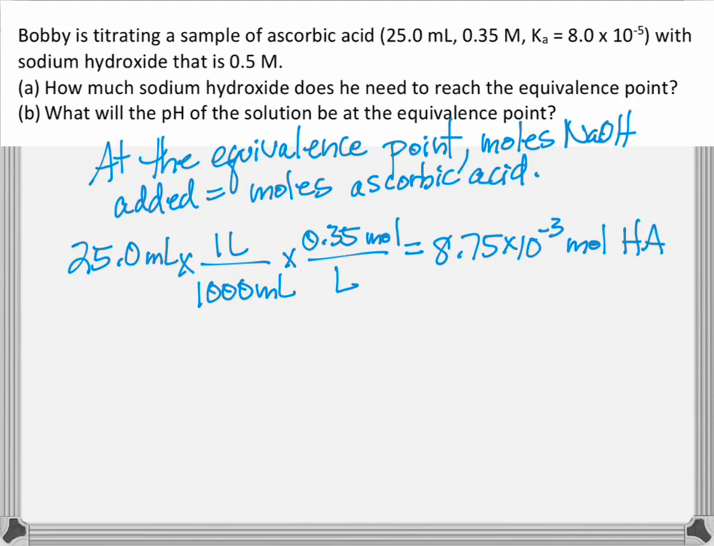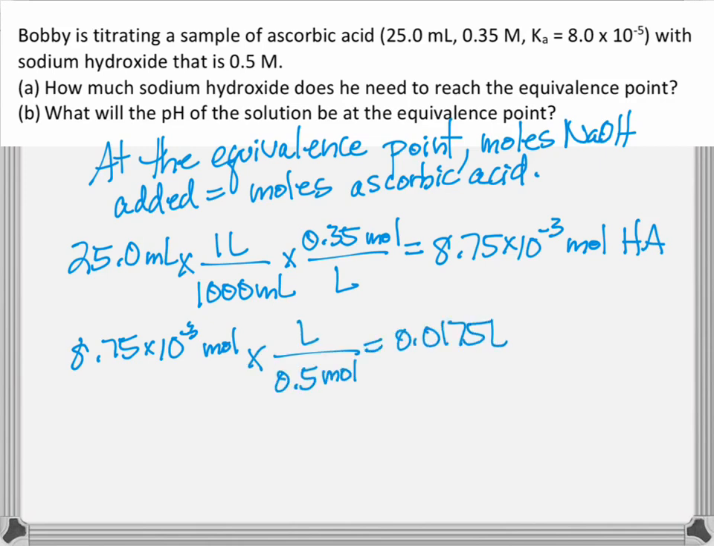So the number of moles of sodium hydroxide needs to be equal to that. And we know the molarity of the sodium hydroxide, so then we know that we need a certain number of liters of sodium hydroxide, and I've converted that into milliliters.